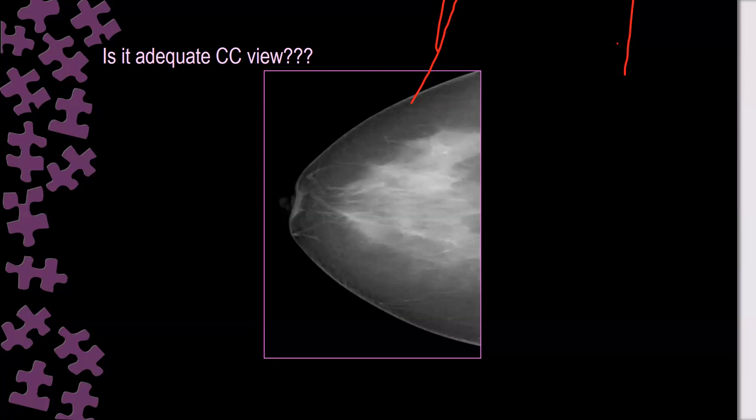Retromammary fat behind them. So we still have one criterion, the posterior nipple line. You will tell me, yes, I cannot say whether it is optimum or not. If I could see the retromammary fat on both sides, I would say optimum.